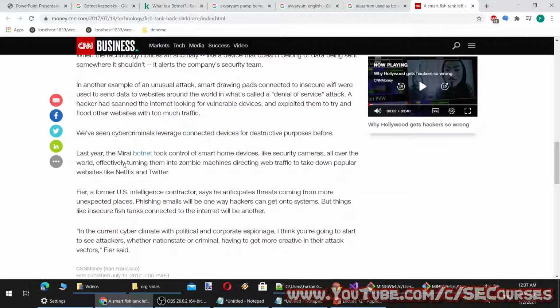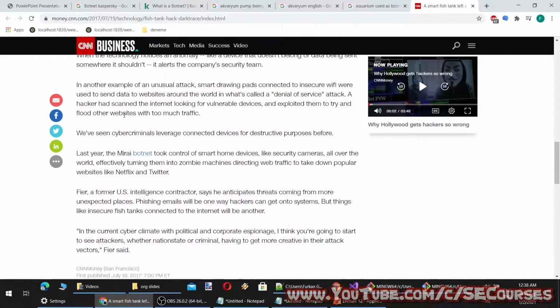Fear, a former U.S. intelligence contractor, says he anticipates threats coming from more unexpected places. Phishing emails will be one way hackers can get onto systems. But things like insecure fish tanks connected to the internet will be another. In the current cyber climate with political and corporate espionage, I think you're going to start to see attackers, whether nation state or criminal, having to get more creative in their attack vectors, Fear said.